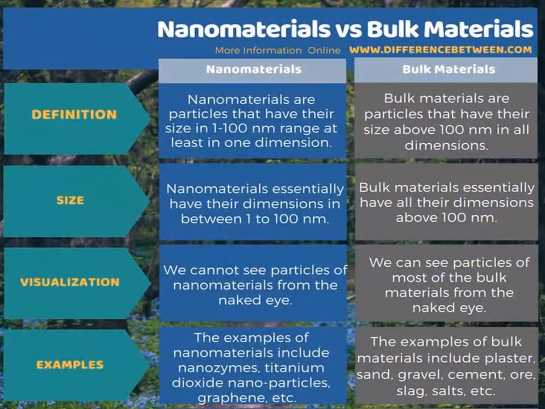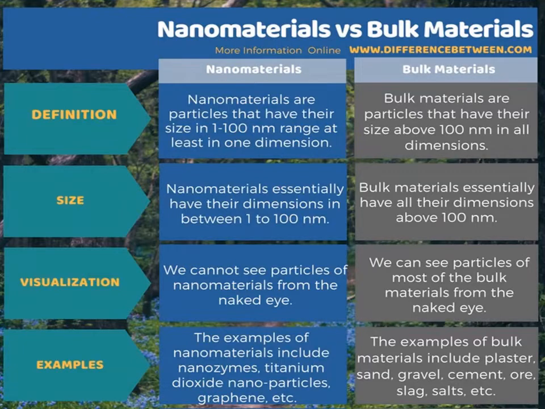Comparison between the nanomaterials and bulk materials. Definitions. Nanomaterials are particles that have their size in the 1 to 100 nanometer range, at least in one dimension. Bulk materials are particles that have their size above 100 nanometers in all dimensions. Nanomaterials essentially have their dimensions between 1 and 100 nanometers. Bulk materials essentially have all their dimensions above 100 nanometers.